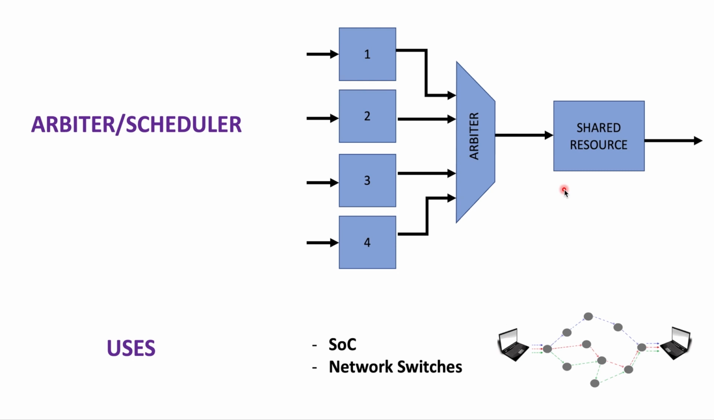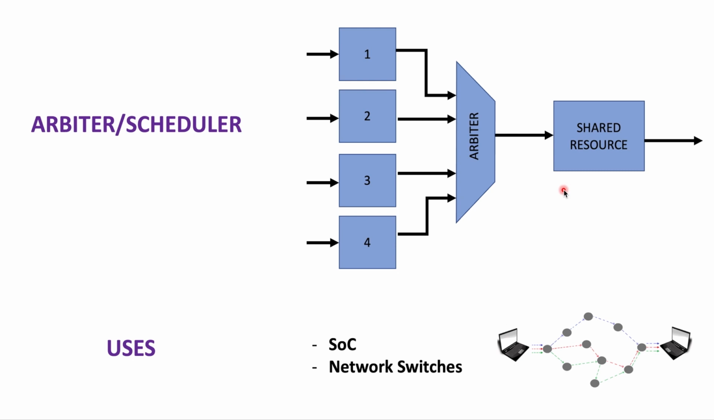Another example is network switches. We know that in network switches, we have various data to transfer in the form of packets. So here as well, a scheduler is used to maximize the throughput. That can be done by minimizing the wait time for each request in the form of data packets.